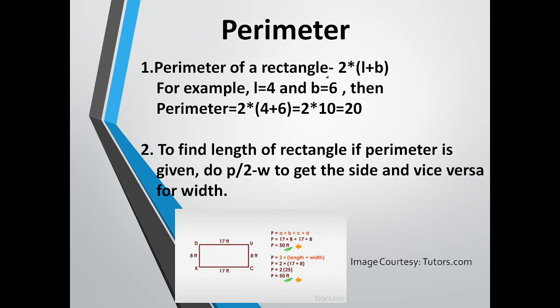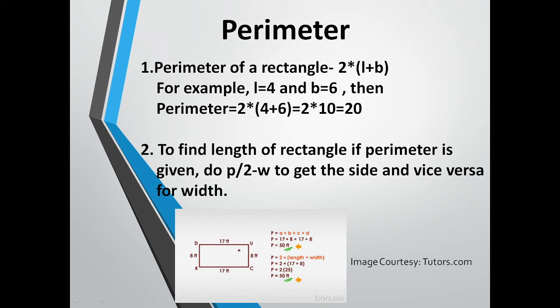Okay, so now the perimeter of a rectangle. Perimeter of the rectangle is 2 into (length plus breadth). And keep in mind the brackets over here, it is very important. First we'll do length plus breadth, then we'll multiply the sum by 2. For example, L is length and B is breadth, they are short forms. L is equal to 4 and B equals 6. Then perimeter equals 2 into (length plus breadth), which is 2 into (4 plus 6), which is equal to 2 into 10, which is equal to 20.